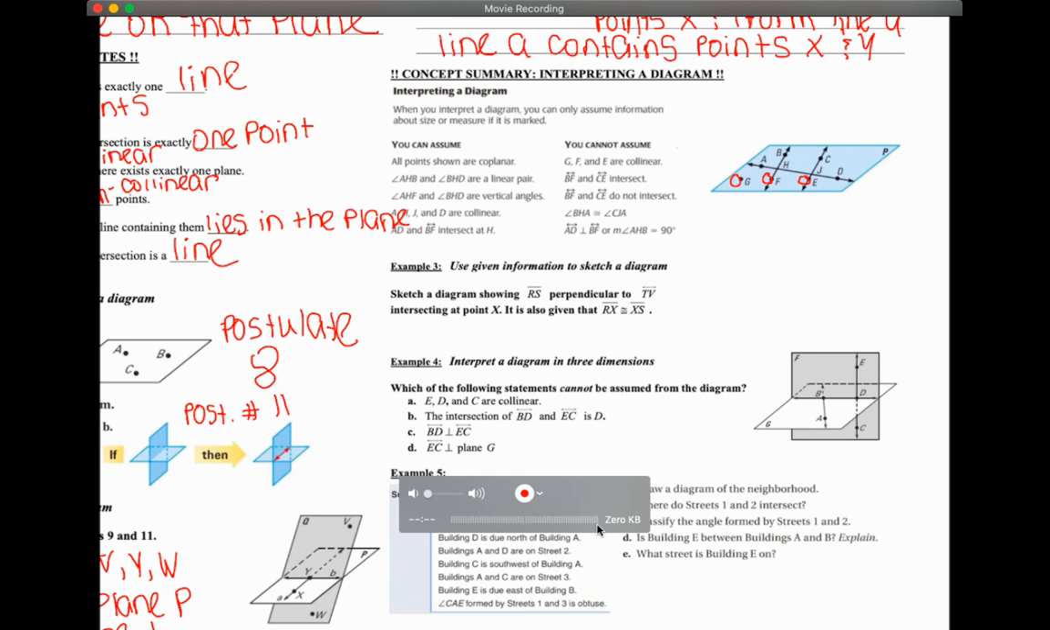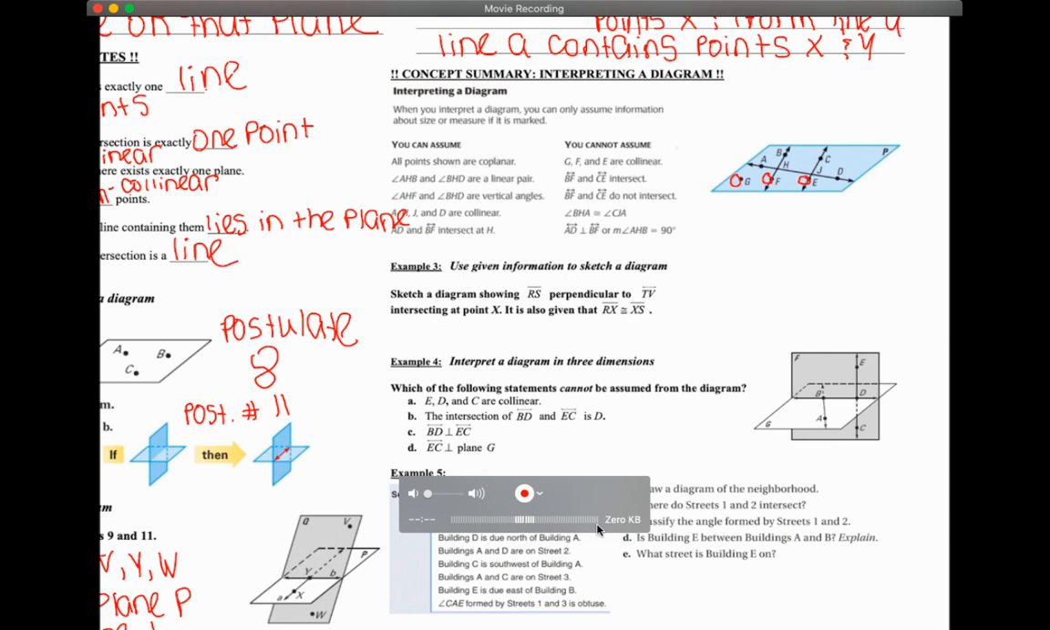B, F, and CE intersect. So BF and CE look like they're probably parallel, but we don't really know, so we can't assume anything. We also can't assume they do not intersect.